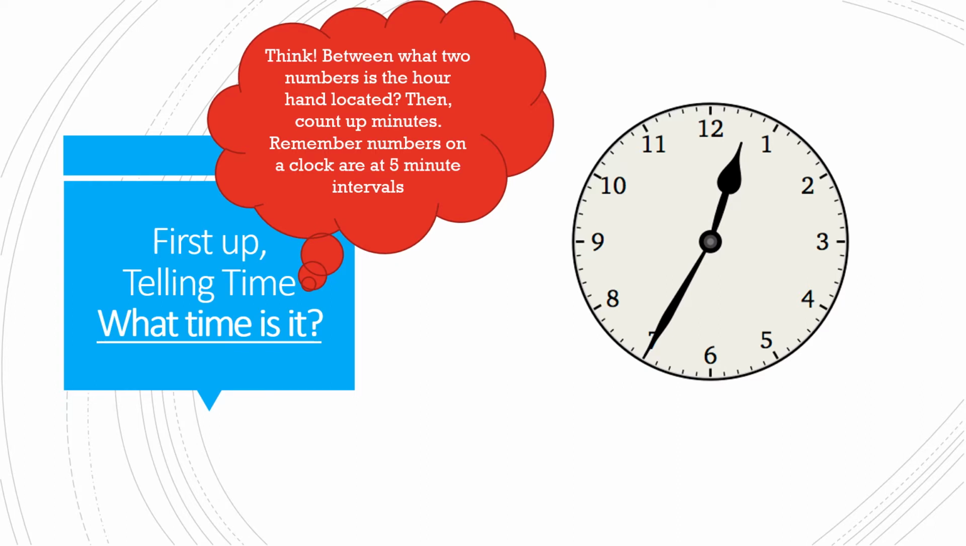So looking at the hour hand, it's between 12 and 1. So I know the hour is 12. And then I'm going to count up the numbers. So I see it's at 7. So I can just use my multiplication fact. 7 times 5 is 35. So I know the time is 12:35.